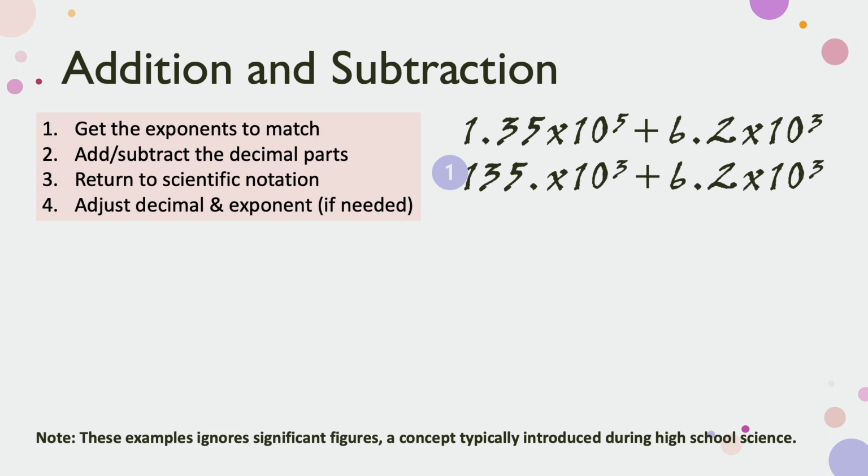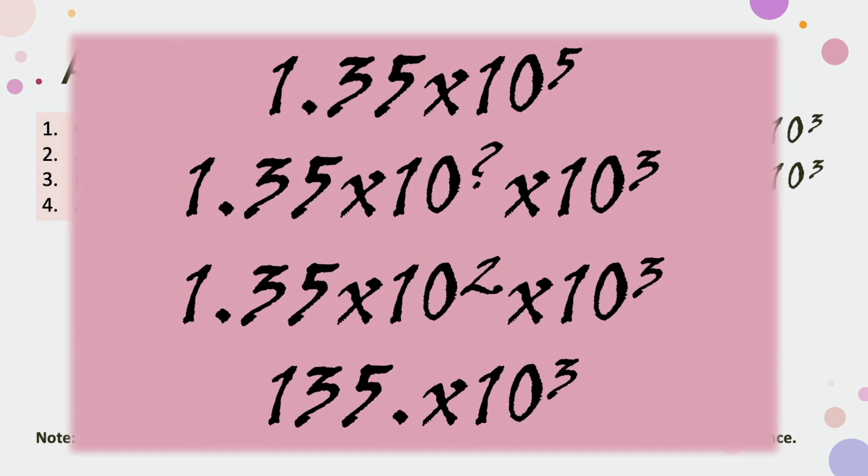This is the most complicated step, so let me break that down for you in case you're confused. You're starting with 1.35 times 10 to the fifth, the top line here. You know your goal is to write it as some number times 10 to the third. But you can't just change the exponent. That changes the value of the number and ruins everything. So we need to figure out how to write 10 to the fifth as 10 to the something times 10 to the third. We're changing the looks, not the value, so it's easier for us to work with.